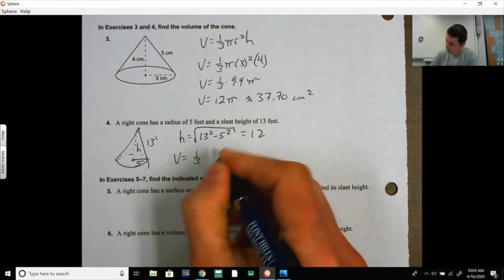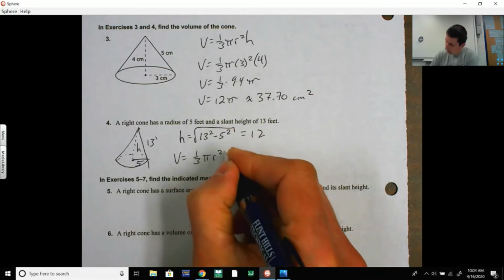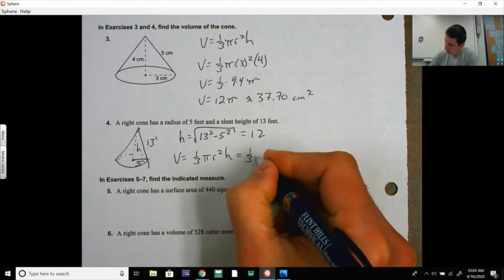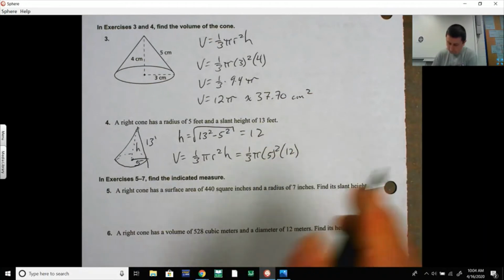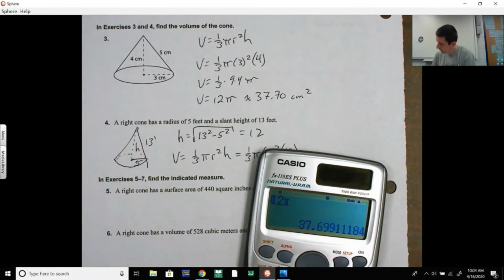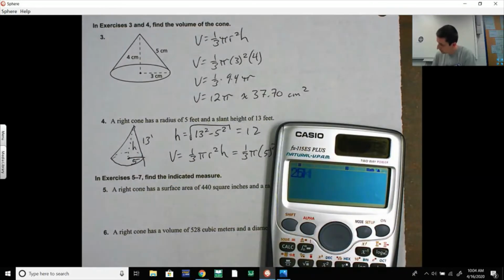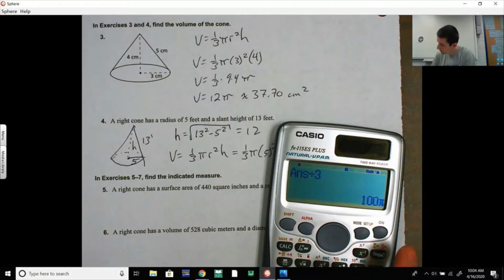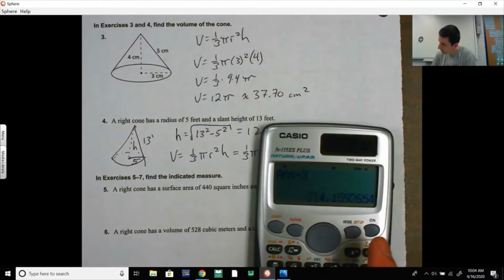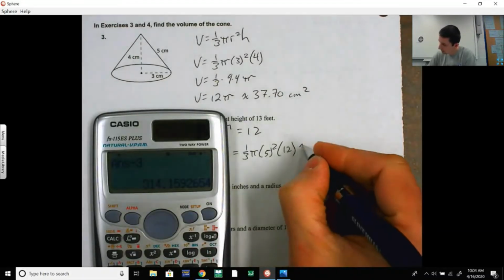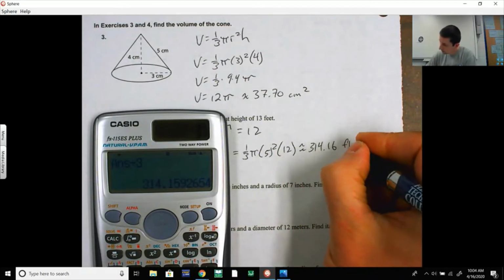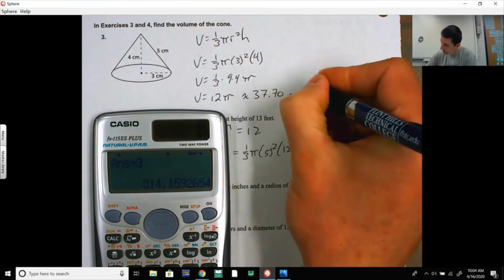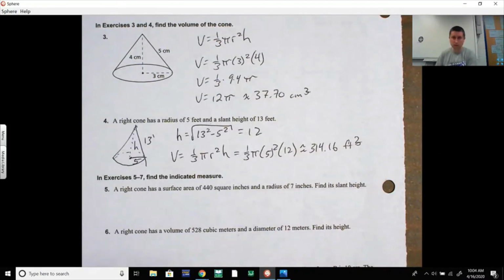So volume equals 1/3 pi r squared h. So that'd be 1/3 times pi times 5 squared times 12. Okay. So if I take 25 times 12 times pi, divide that by 3, that should give me 100 pi, about 314.16 cubic feet. It was square centimeters earlier, but we're doing volume, so it'd be cubic.